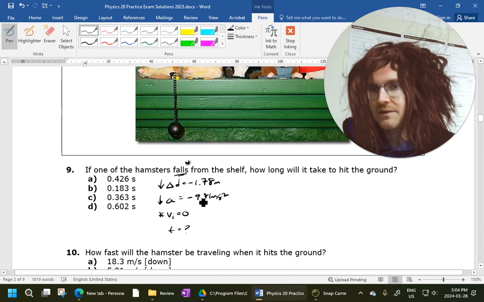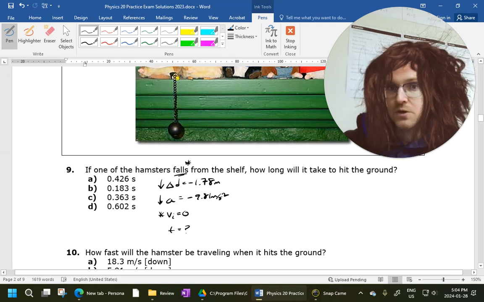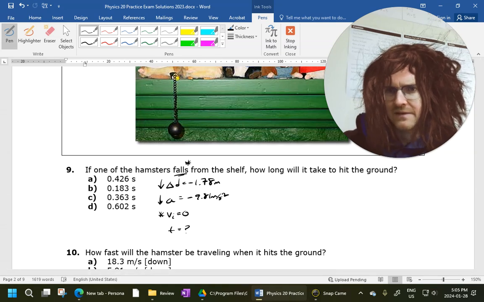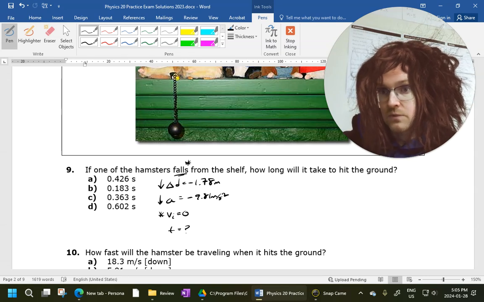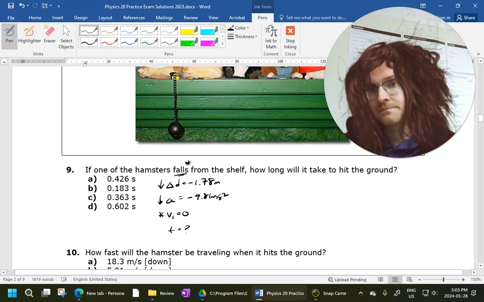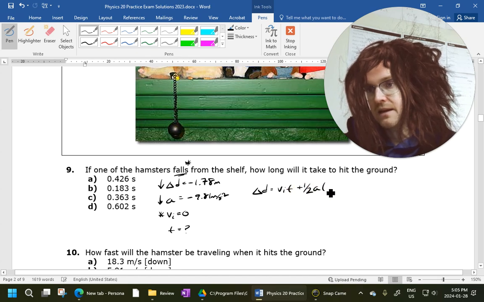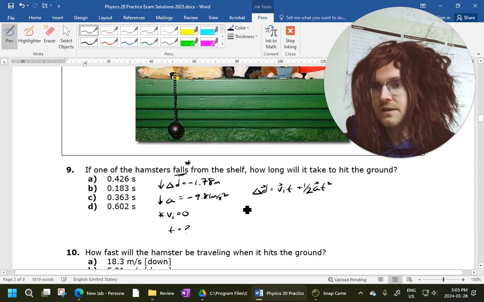So what formula do we have that doesn't have VF? When we're talking about accelerated motion, we've got to deal with those 5 variables: VI, VF, A, T, and D. There's 5 of them, and all formulas only involve 4 of them, which is nice. So what formula would I use? It looks like I'm going to use delta D is equal to VI T plus 1/2 A T squared.